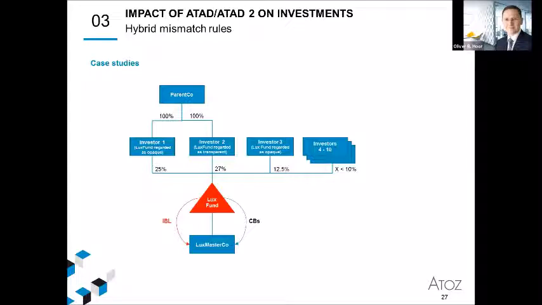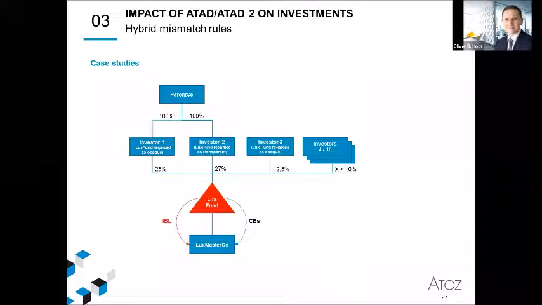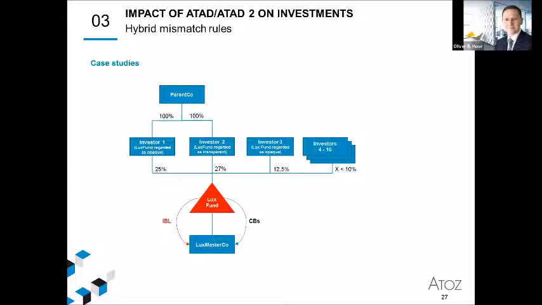Now, a slight variation. So now Investor 1 and Investor 2 have respectively 25 and 27% shareholding percentage. 52% in aggregate, 52% being more than 50%, and therefore the hybrid mismatch rules might apply. Now we have Investor 3 owning 12.5%. If we can make the case that this investor is not acting together with Investor 1 and Investor 2, we can exclude this investor from the aggregation, and Investors 4 to 10 owning less than 10% can be excluded based on the de minimis rule. So it means we have 52% related parties, 52% being more than 50%, therefore the hybrid mismatch rules might apply.